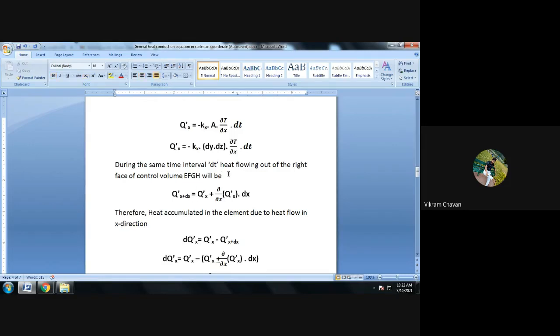So Q dash means the total heat. Q dash suffix x plus dx is equal to Q dash suffix x plus dQ dash x divided by dx multiplied by dx. So what are we saying here, what is the meaning of this equation, pay attention. Q dash x plus dx is the total amount of heat leaving in x direction from the EFGH face.